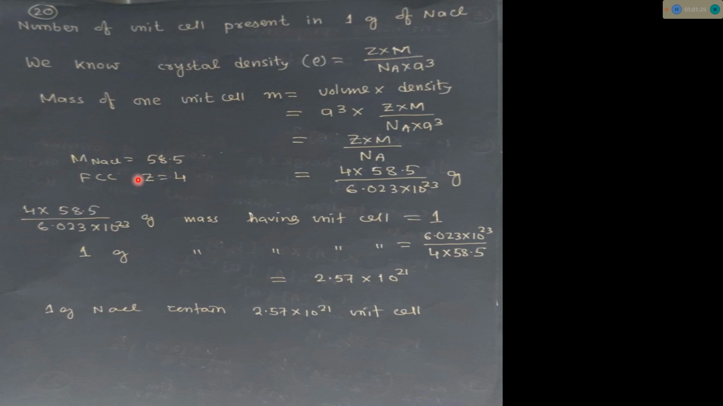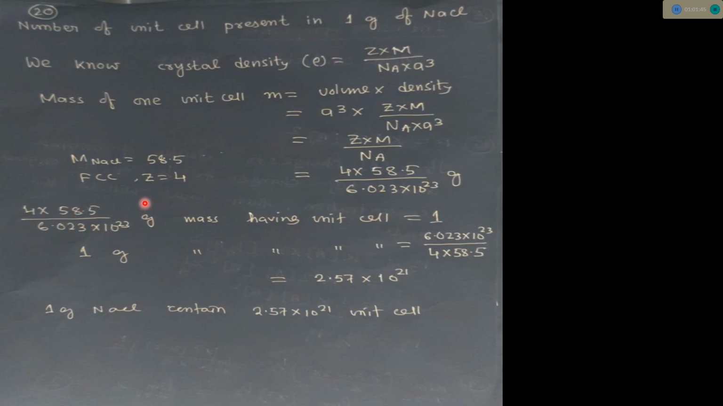For FCC, Z equal to 4. Now this amount is in gram. So the mass of one unit cell becomes this amount in gram. Now we can write indirectly that this gram mass has unit cell 1.